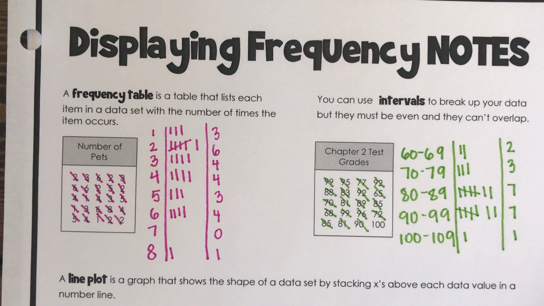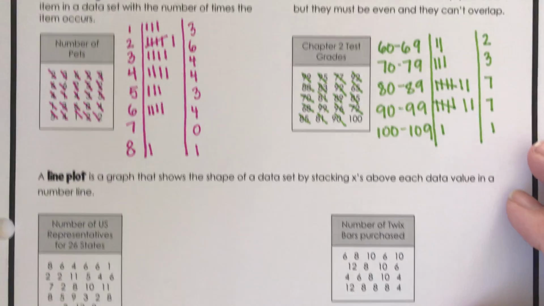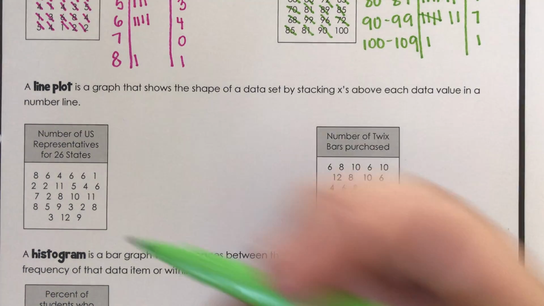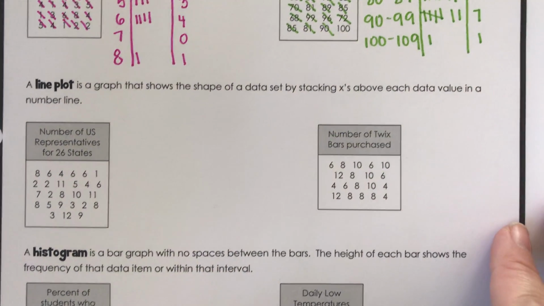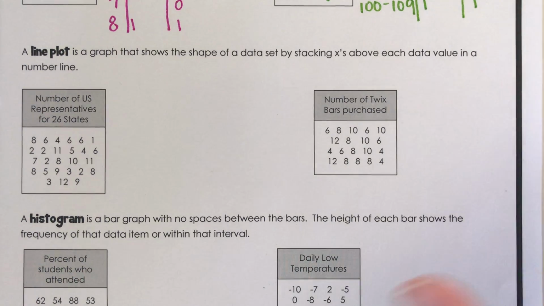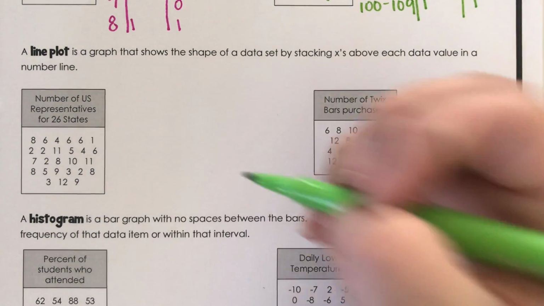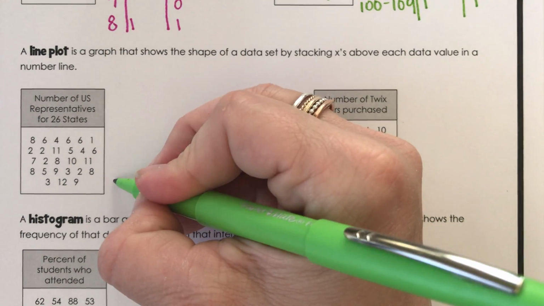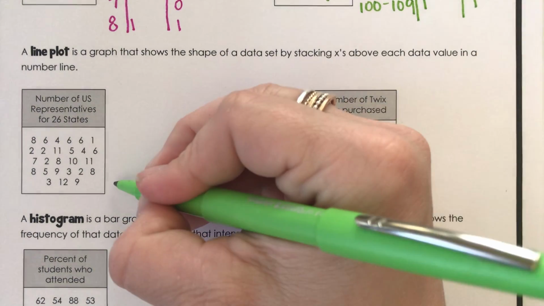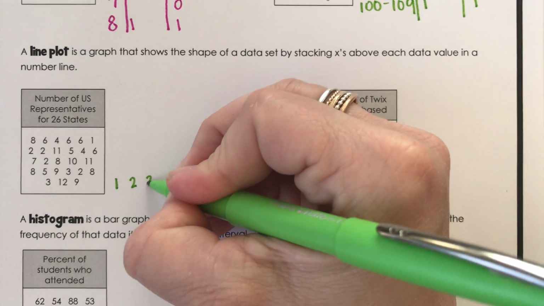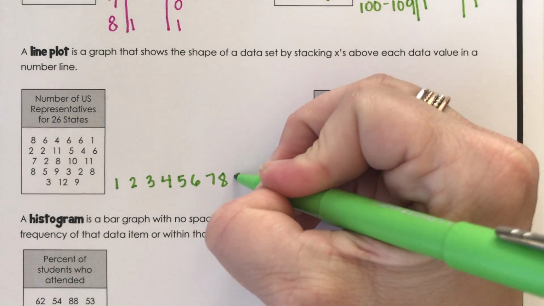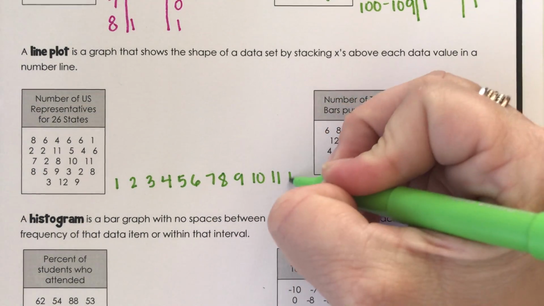A line plot is really similar to a frequency table, but instead of tallies, we're using X's. We're going to do a horizontal number line. For this one, we have the number of US representatives for 26 states. The smallest was 1, the largest is 12. So I'm going to list out 1, 2, 3, 4, 5, 6, 7, 8, 9, 10, 11, 12.